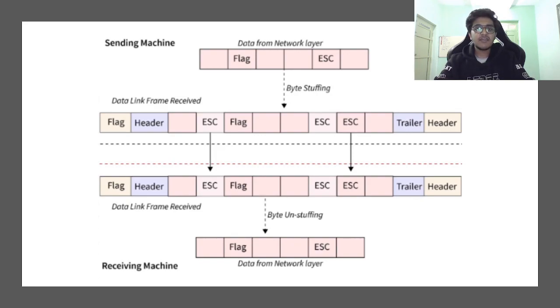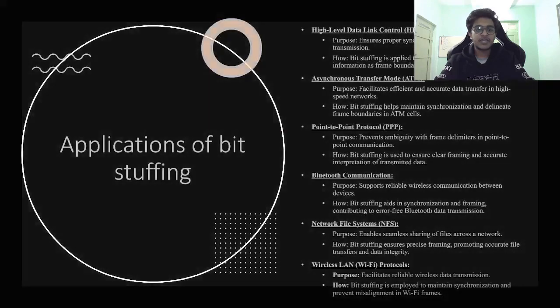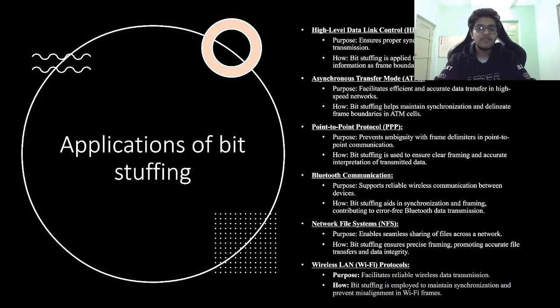Moving on to the next slide, we have the applications. So first of all, we have applications of bit stuffing. High level data link control, that is HDLC. The purpose is to ensure proper synchronization and framing in data transmission. How? Bit stuffing is applied to prevent misinterpretation of control information as frame boundaries.